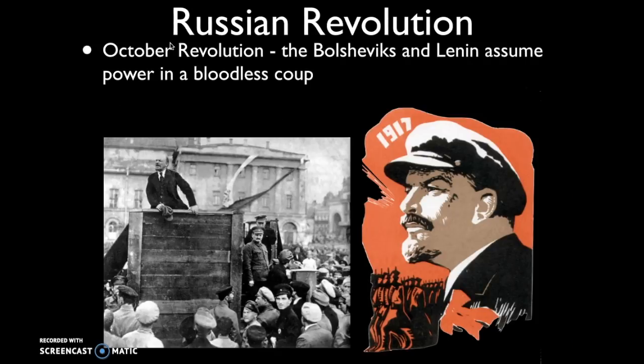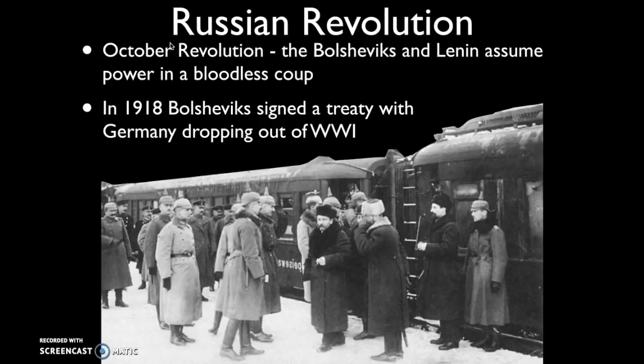So Lenin leads another revolution in October of 1917. So the same year, there's two revolutions in Russia. This one will overthrow the provisional, more democratic government and place a Marxist socialist government in power. And this was a bloodless coup. Now in 1918, the Bolsheviks sign a treaty with Germany. So the Russians then drop out of World War I.